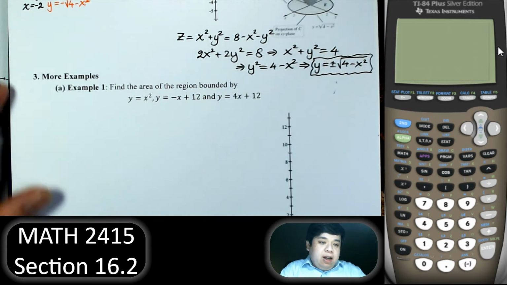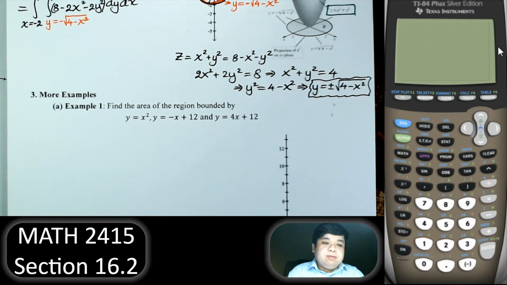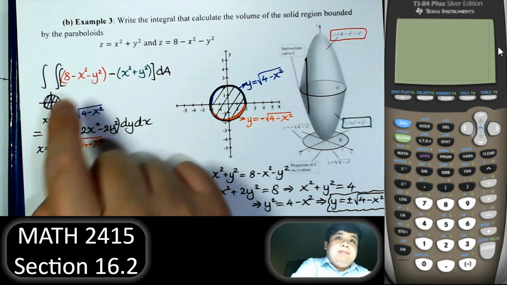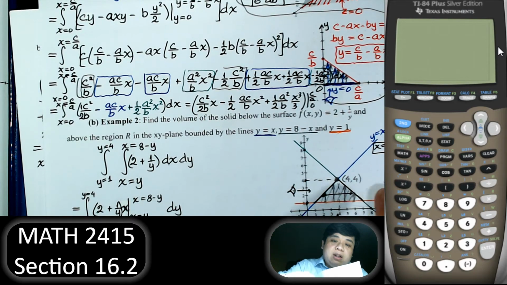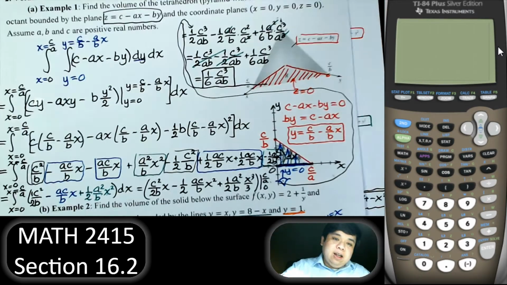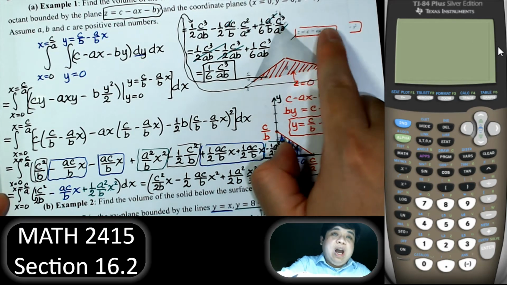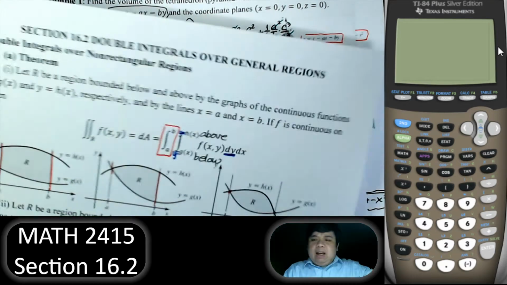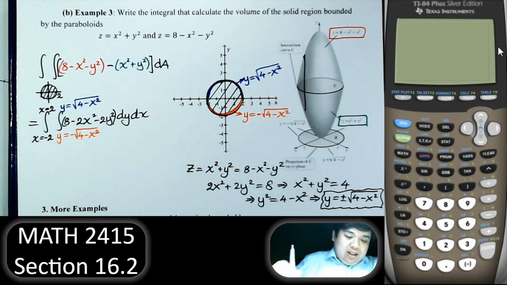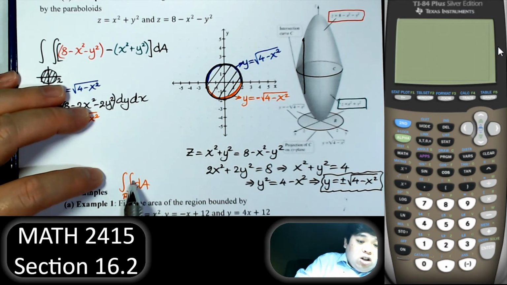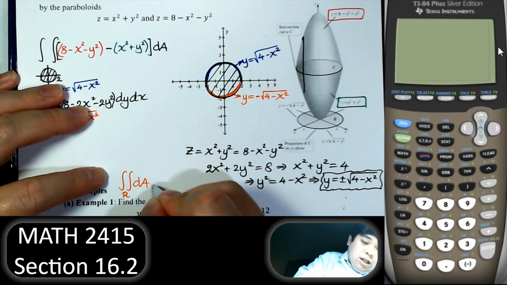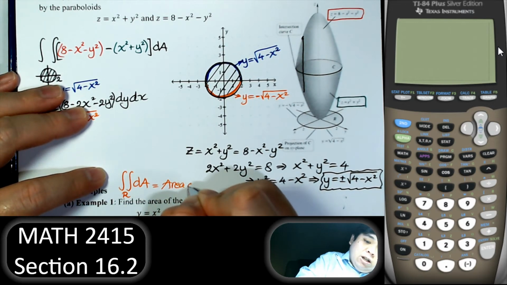Right. Next, find the area of the region bounded by these three functions. So up to this point, what we have is a double integral with a function inside, so that we calculate volume when bounded by the surface. Like the volume below the surface: if we have the equation of the surface, put it there, and we have the volume. Now, if we don't have anything, there's no function, the integrand is equal to 1. When we do this, what we have is the area of the region R.